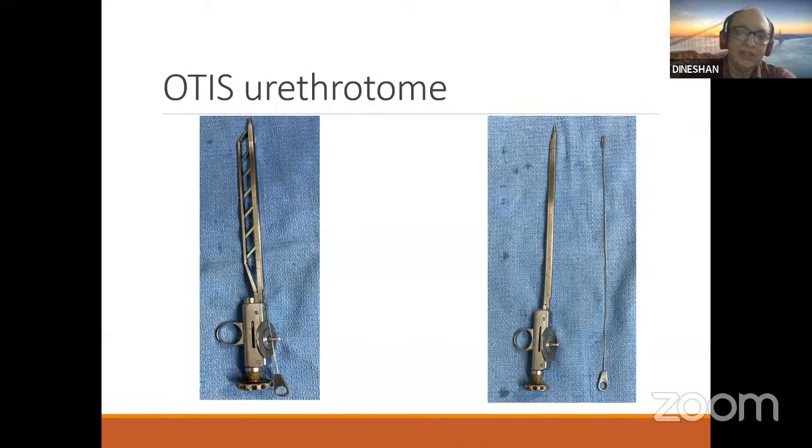The urethrotome has a shaft which, when closed, is 14 French. So you need at least a 14 French urethra to admit this. If you turn it clockwise, the dilator will open up, and the amount of dilatation will be displayed on the dial. The maximum dilatation possible is 45 French.